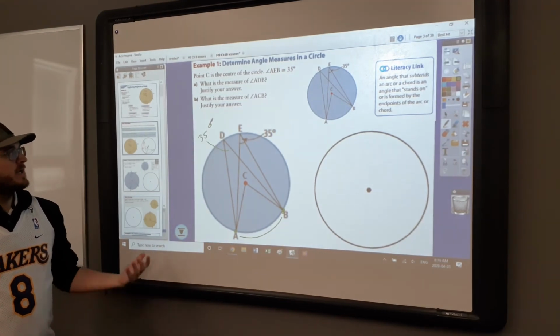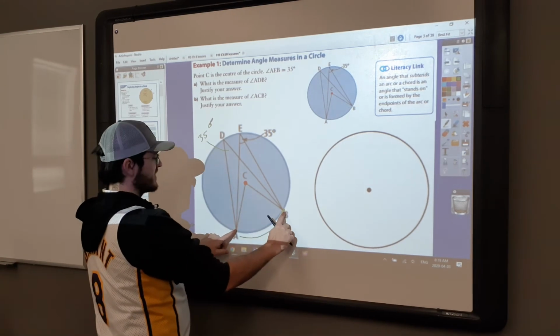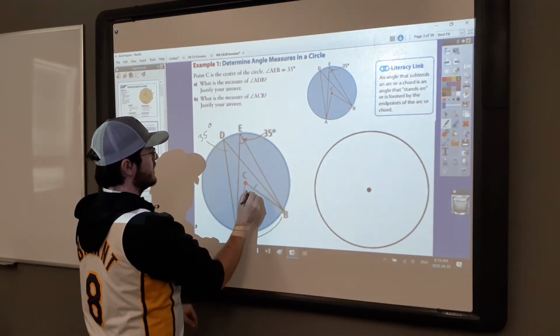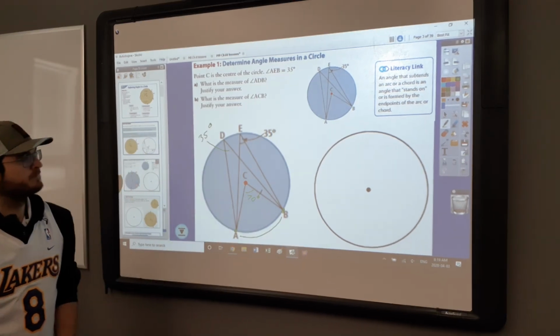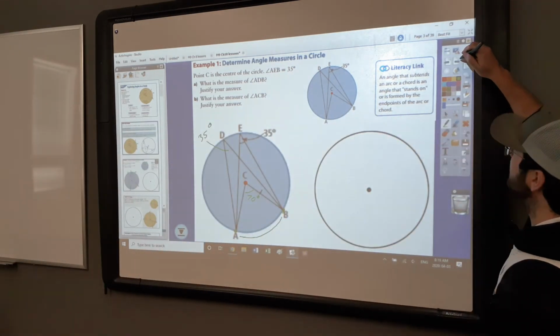And then in B, what's the measure of ACB? Well, it's subtended by the same arc, but instead of going to a point on the side, it's going to the middle. So we know the middle is going to have to be double, so it's 70 degrees. Hopefully pretty straightforward, and I feel like a pro.